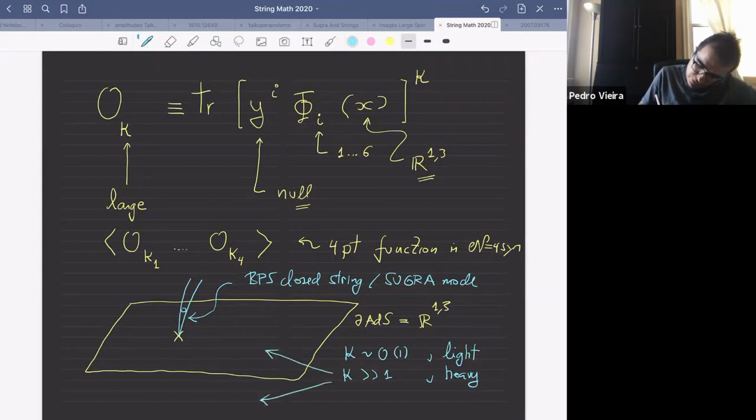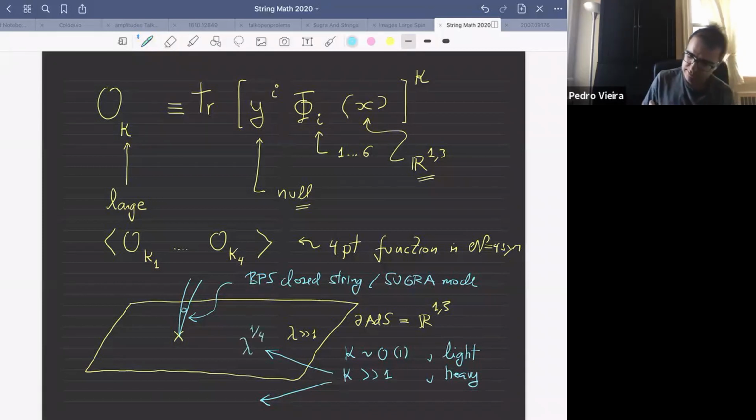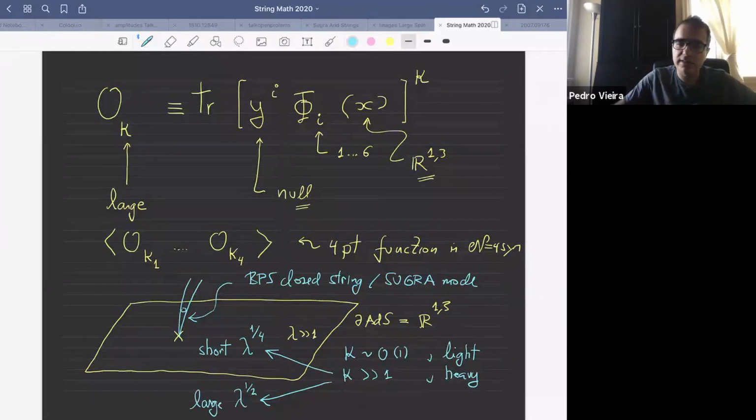So let's distinguish 2 further cases. Suppose we are in the regime where the 't Hooft coupling lambda is much bigger than 1. This would be the large radius limit of AdS, the strong coupling limit of the gauge theory. Then we could imagine, for example, scaling this k as lambda to the 1/4, or scaling it as lambda to the 1/2. And as I'm going to review, this lambda to the 1/4 corresponds to short strings, whereas lambda to the 1/2 will correspond to large extended string objects.